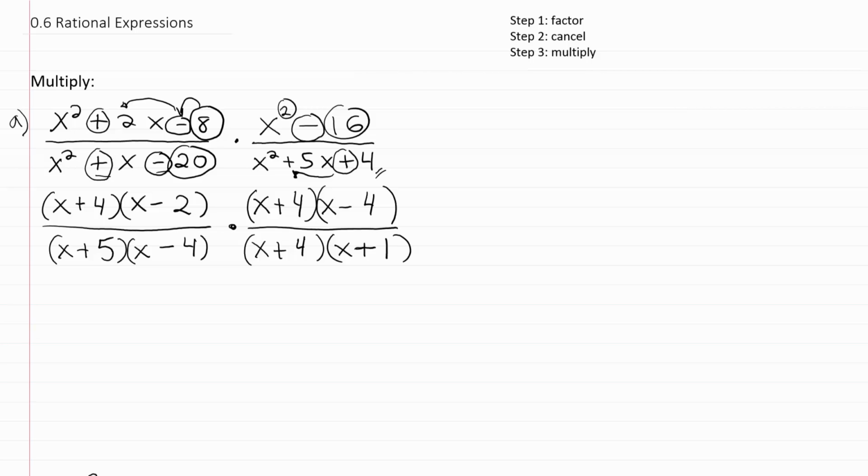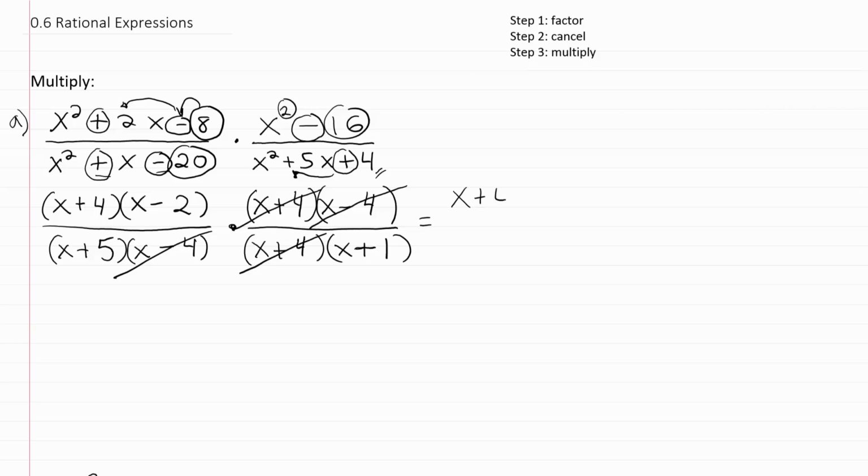The next thing we need to do is to cancel any like terms. So for example, this x minus 4 can cancel with the x minus 4. Then we're able to cancel the x plus 4 with the x plus 4 above. All right, so it looks like we're out of things that are the same, so we just have to now at this point rewrite whatever's left over.